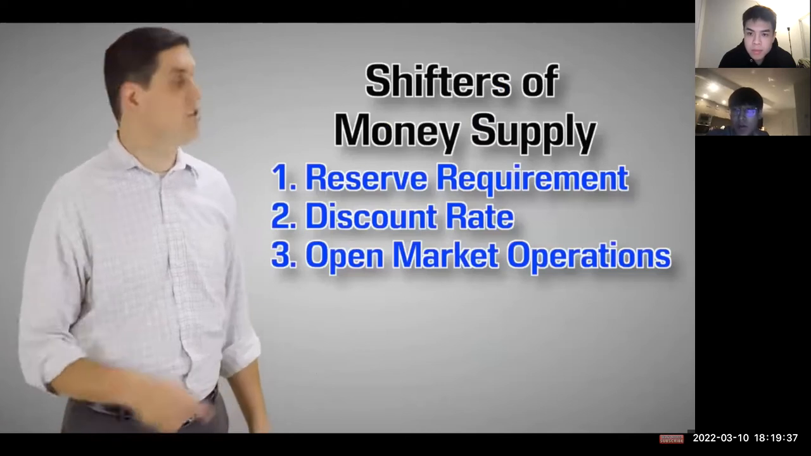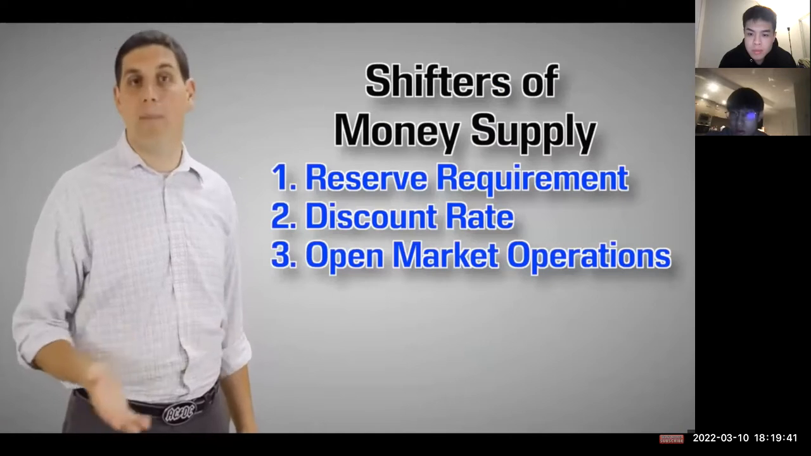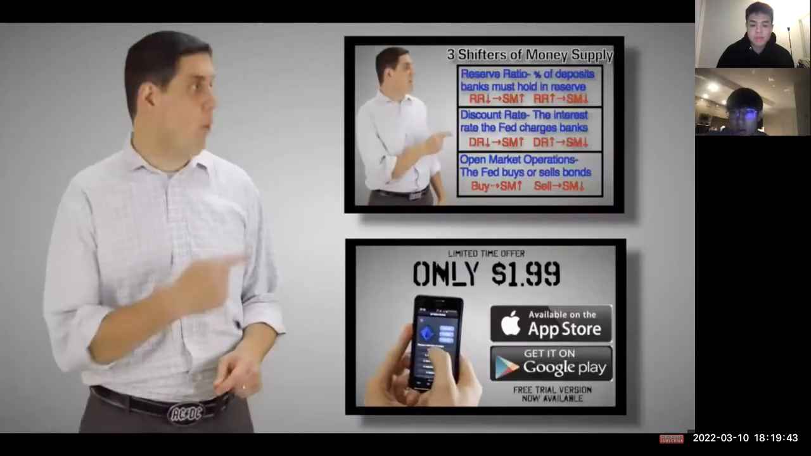There are 3 shifters of the money supply. They are the reserve requirement, the discount rate, and open market operations. But to learn more about those, you got to watch a different video.